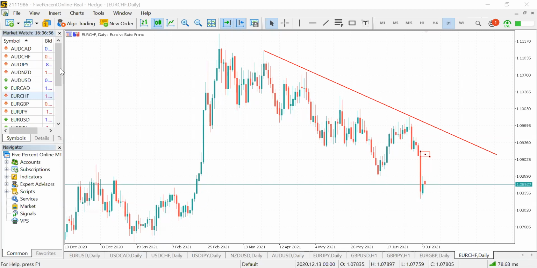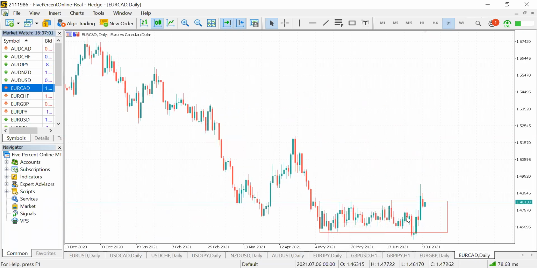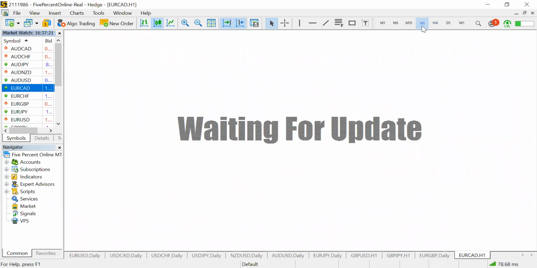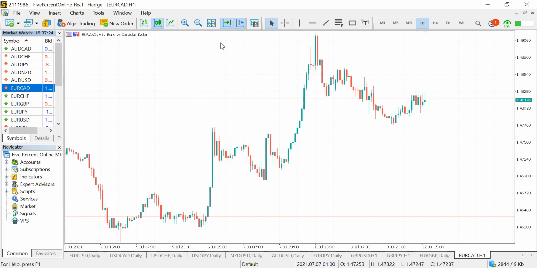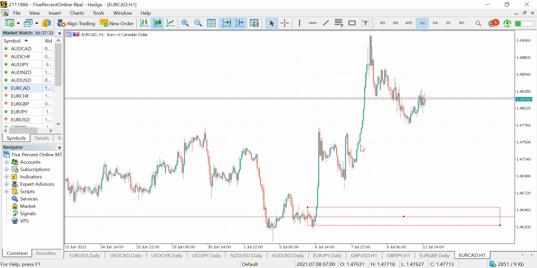Let me see EURCAD. We spoke about this one, I think, two weeks ago. We drew this channel, so we're still waiting. There's nothing here still. We had this attempt to break and we failed. Let me see if there's some demand created at least. Okay, look at this demand. Nice demand, and this is not very clear, but there's some support here.